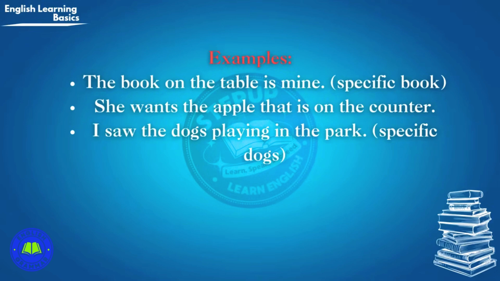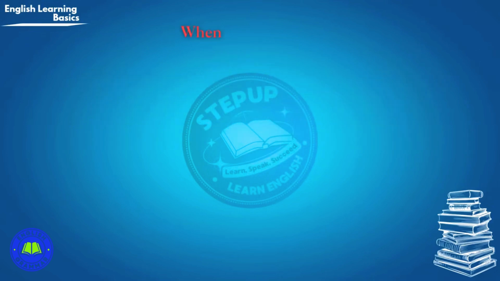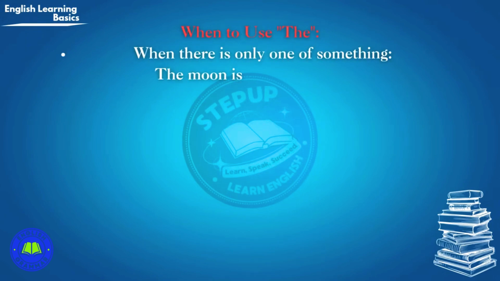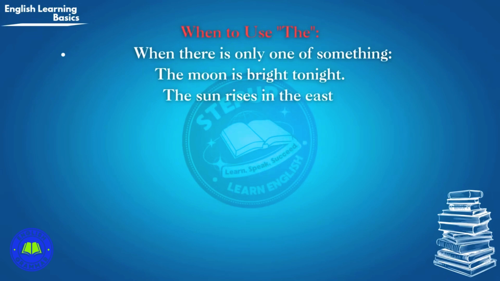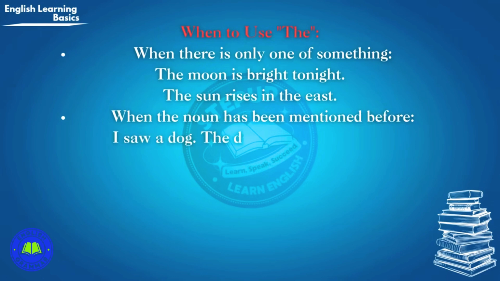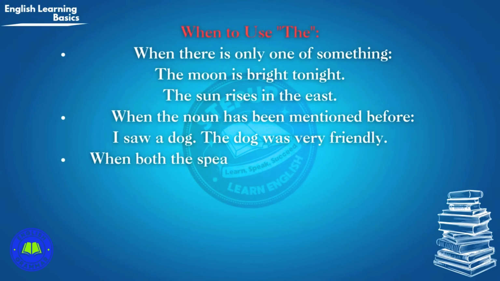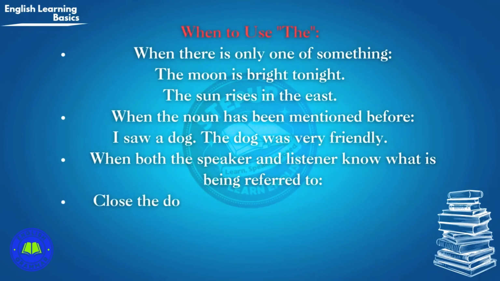When to use the. When there is only one of something: the moon is bright tonight. The sun rises in the east. When the noun has been mentioned before: I saw a dog. The dog was very friendly. When both the speaker and listener know what is being referred to: close the door, please. Both know which door.